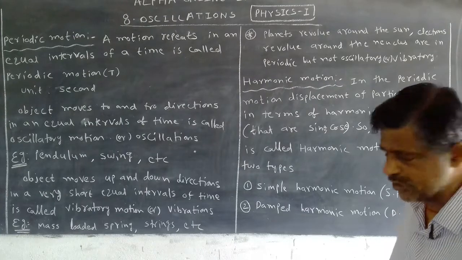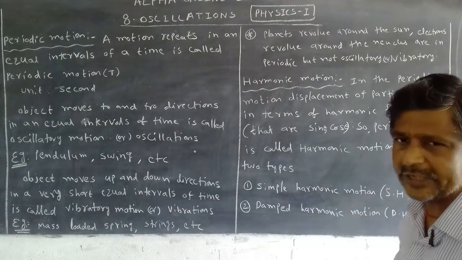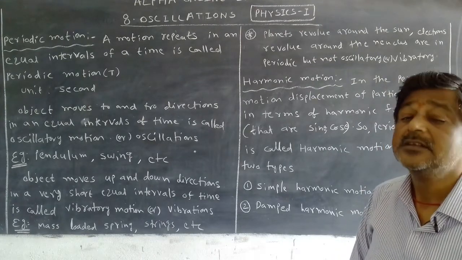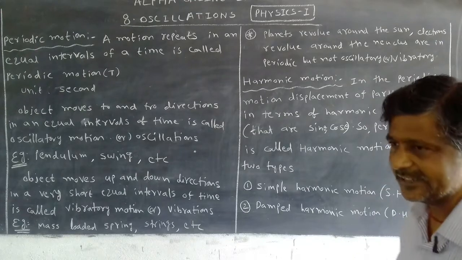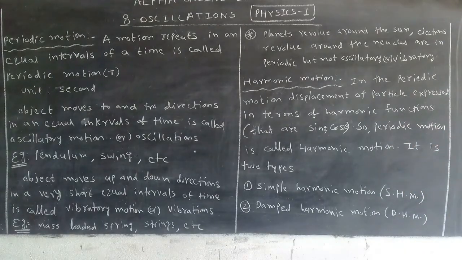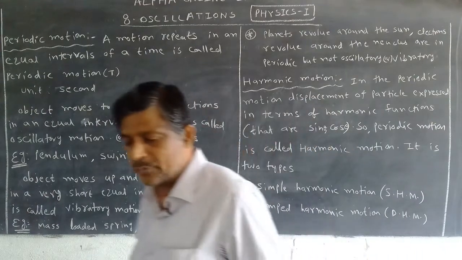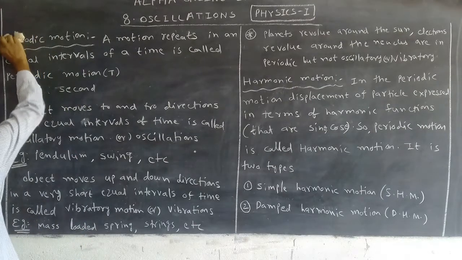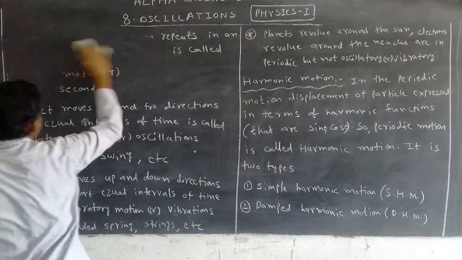This harmonic motion is of two types. One is called simple harmonic motion, shortcut SHM. The second one is damped harmonic motion, shortcut DHM. Harmonic motion is how many types? Two types. Number one, SHM, simple harmonic motion. Number two, damped harmonic motion. Now, first we want to discuss the simple harmonic motion.